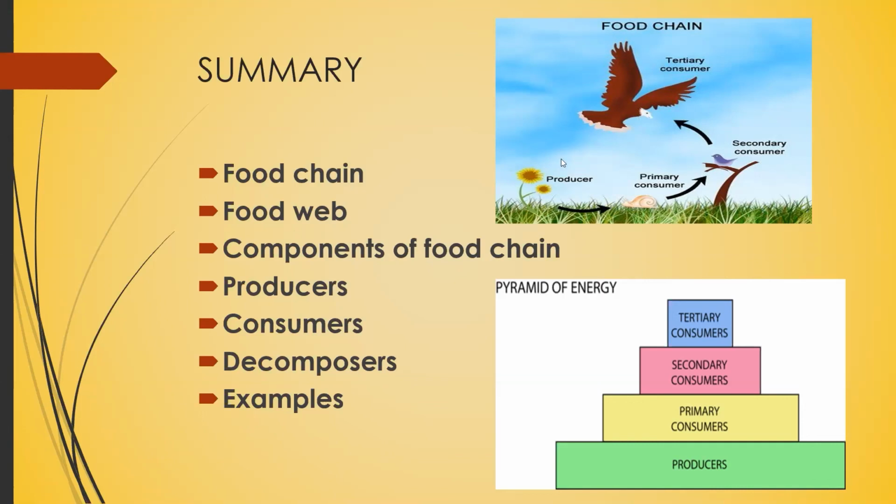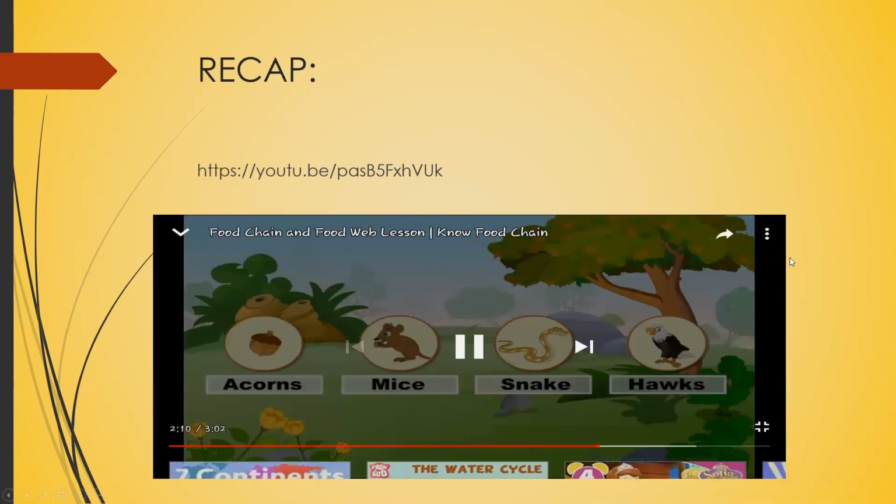Here a simple food chain is shown in which the plant are producers that are eaten by the snail, that is primary consumer. Snail is eaten by the bird, that is secondary consumer, and the hawk, that is tertiary consumer. So you have seen this video.